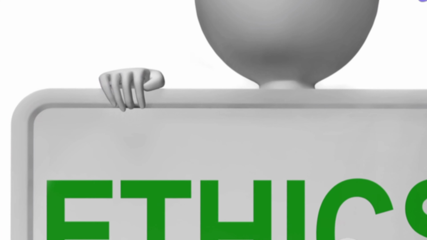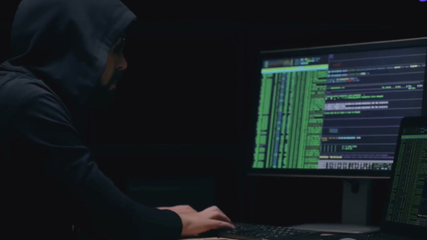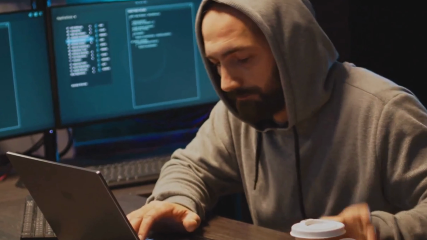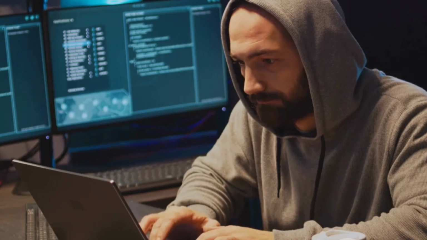Moreover, ethical hackers should foster a strong ethical compass. With great power comes great responsibility. Ethical hackers must use their skills for good, always operating within the bounds of the law and respecting the privacy of others.